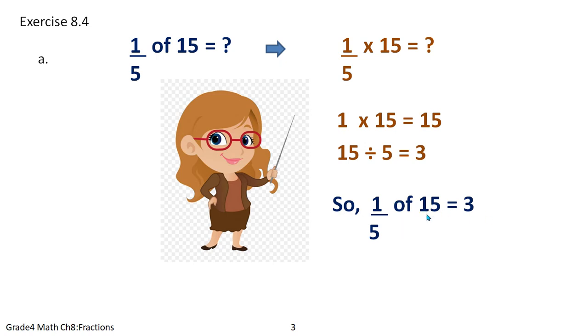Whenever you take 15, suppose 15 as the roses, you have to divide 15 into 5 equal parts. Okay, and from that 5 equal parts you have to take one part. So that will be 3. Fine. You can do it by drawing the roses as I did for the number 12.